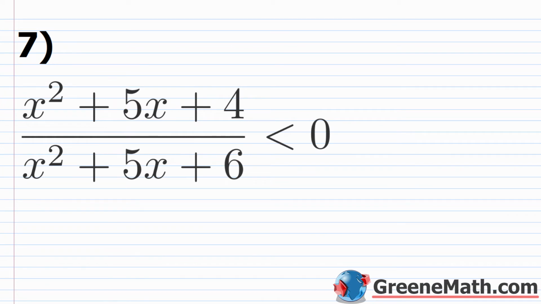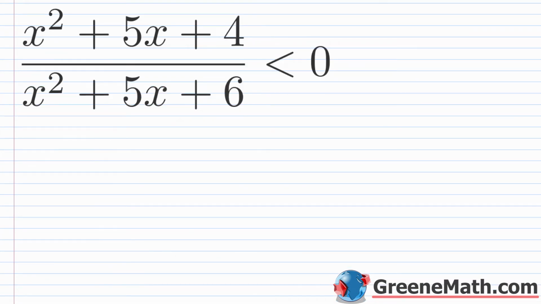All right, let's take a look at problem number 7 now. So we have x squared plus 5x plus 4. This will be over x squared plus 5x plus 6, and this is less than 0. So again, we have a single rational expression on the left. We have our inequality symbol, which in this case is a less than, and then we have 0 on the right. So this is what we're looking for.